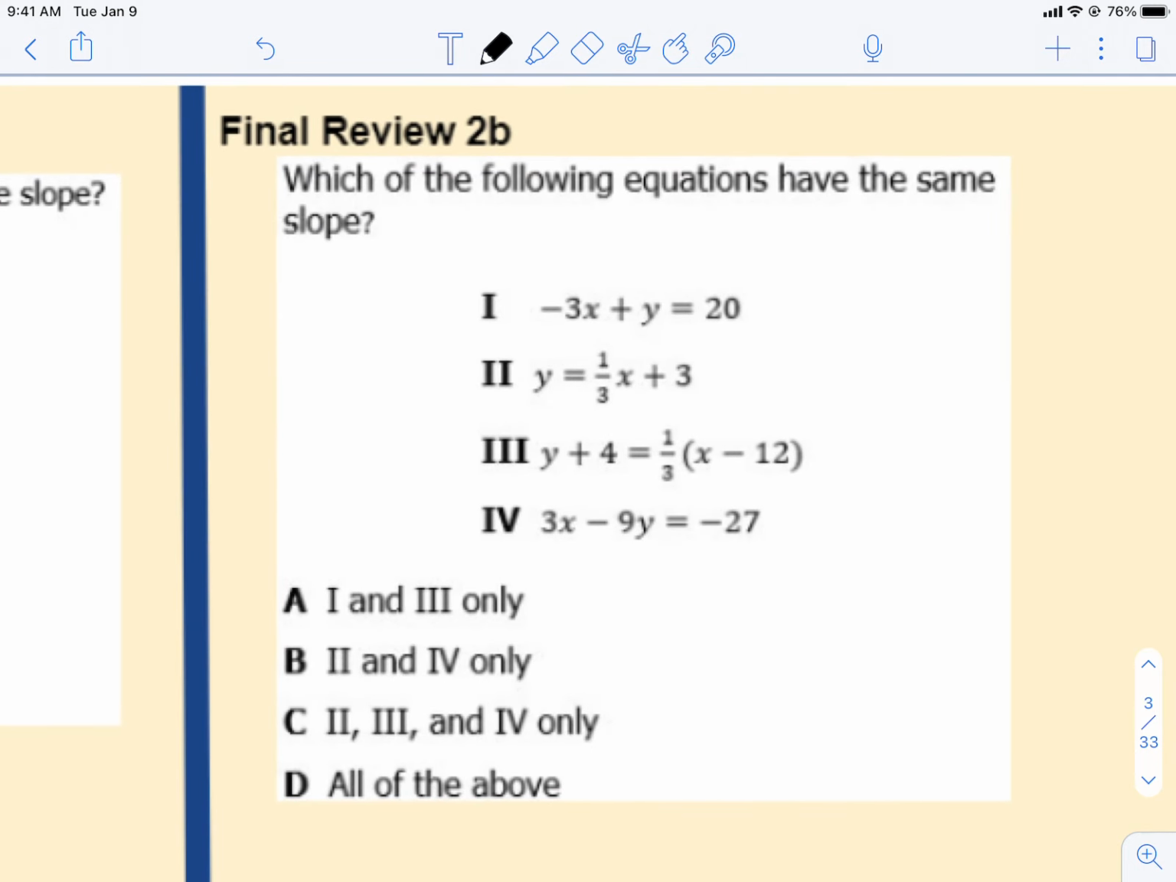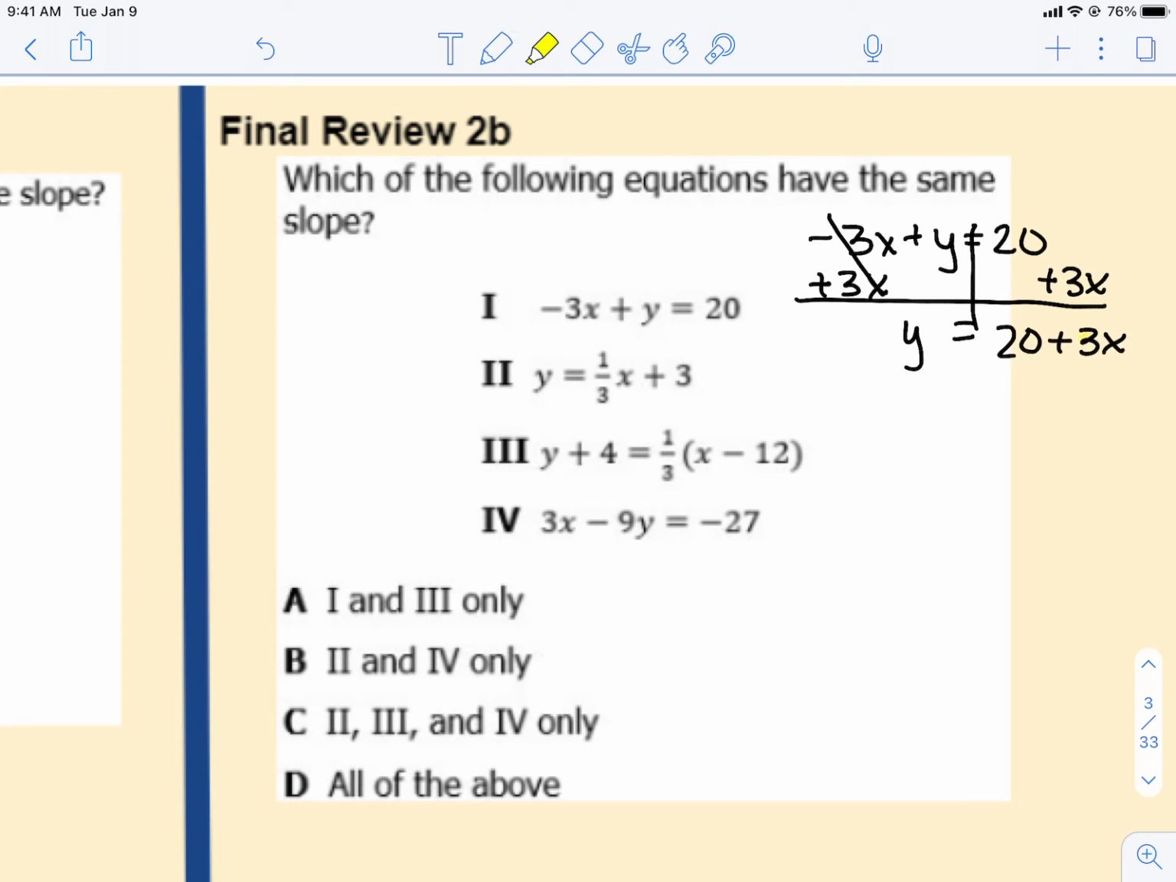Looking at 2B, I noticed that my first one is in standard form, and I need to solve for y to get it in slope-intercept form. So I have 3x plus y is equal to 20. So I need to move that 3x over. So I add 3x to both sides. And when I do that, I get y by itself. So now it is in slope-intercept form. And my slope would be 3. Number 2, it's in slope-intercept form already, and it's a 1/3. Number 3 is in point-slope form. That means it's 1/3 as well.